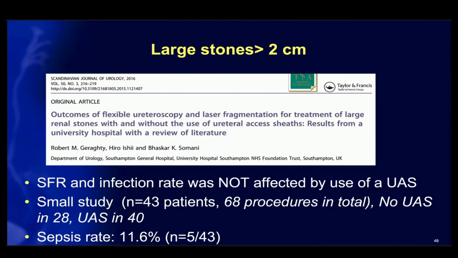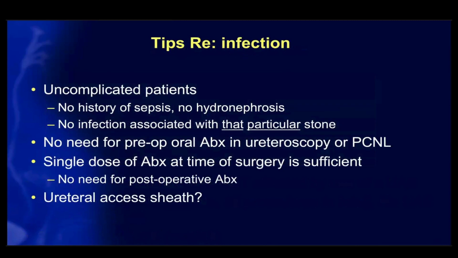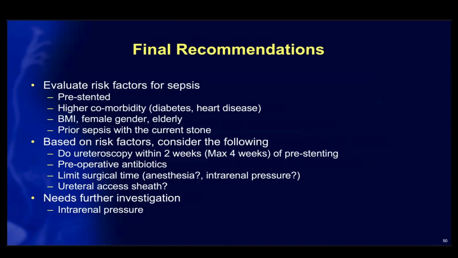But this differs, though, because other people found that a ureteral access sheath actually did not help, that the infection rate was similar, 11.6%. So again, it's sort of controversial and there is differing evidence on using a ureteral access sheath. But in terms of uncomplicated patients, basically one dose of IV antibiotics is sufficient, and the ureteral access sheath part is still kind of up in the air.